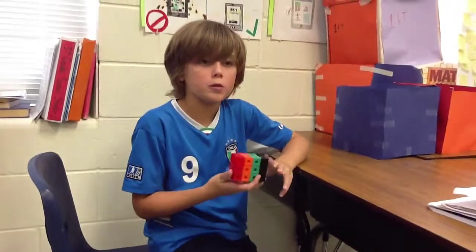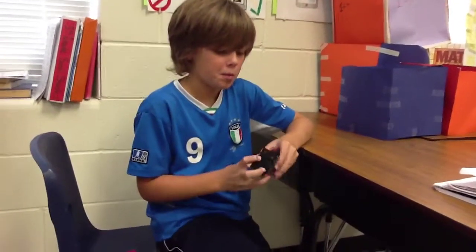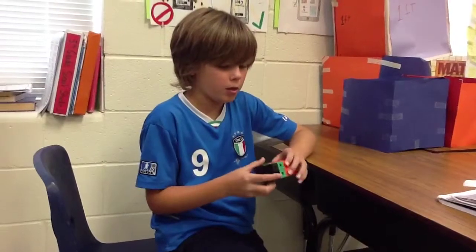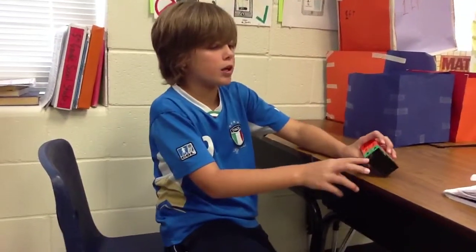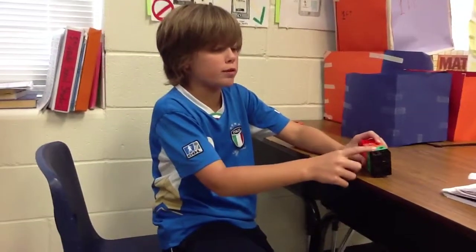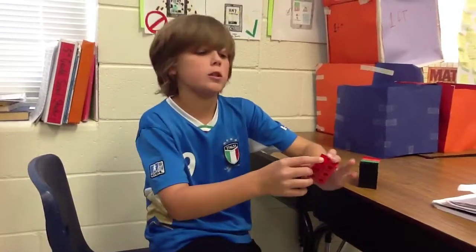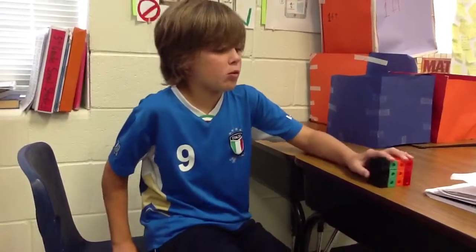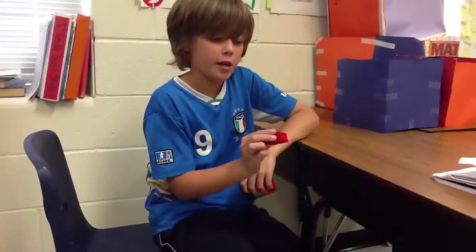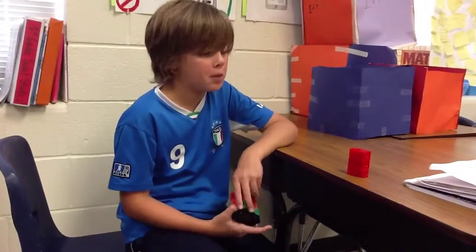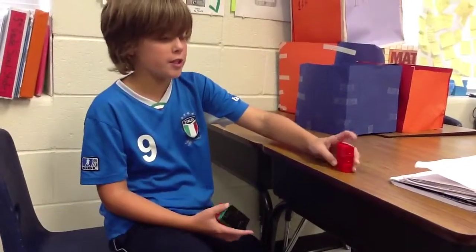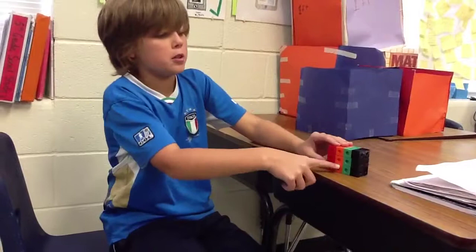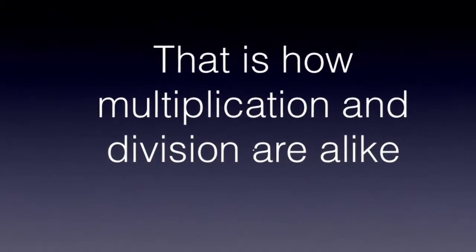If you have a block of 24 and divide it by 4, you would have 4 different groups. So these are the 4 different groups. Each of those groups are 1, 2, 3, 4, 5, 6. And the same thing would be multiplying, except if you had the 6 multiplied by 4, it would be 4 of these, and there would be 1, 2, 3, 4. That is how multiplication and division are alike.